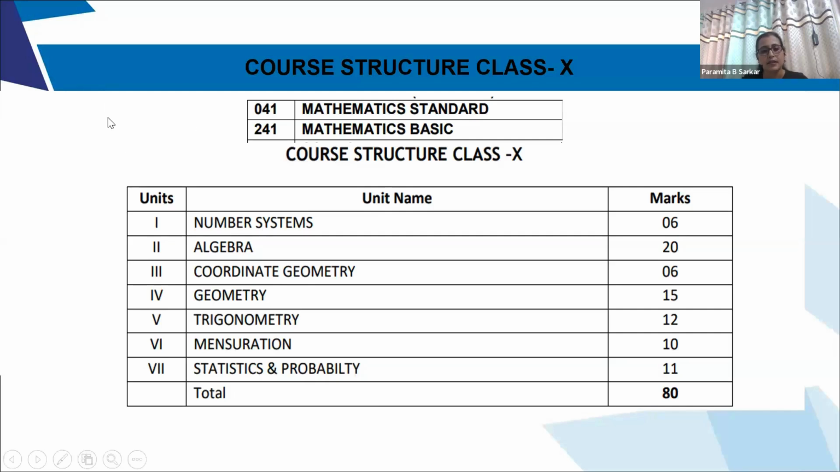Now, as you can see in this slide, the syllabus has been given unit wise. There are a total of 7 units. Under number system you have only one chapter, that is number system, and algebra covers 4 chapters, that is polynomials, linear equations in two variables, quadratic equations, and arithmetic progressions. From this, it is very clear that algebra carries a higher weightage, right? Geometry covers 2 chapters, that is triangles and circles, followed by trigonometry, mensuration, and statistics and probability.